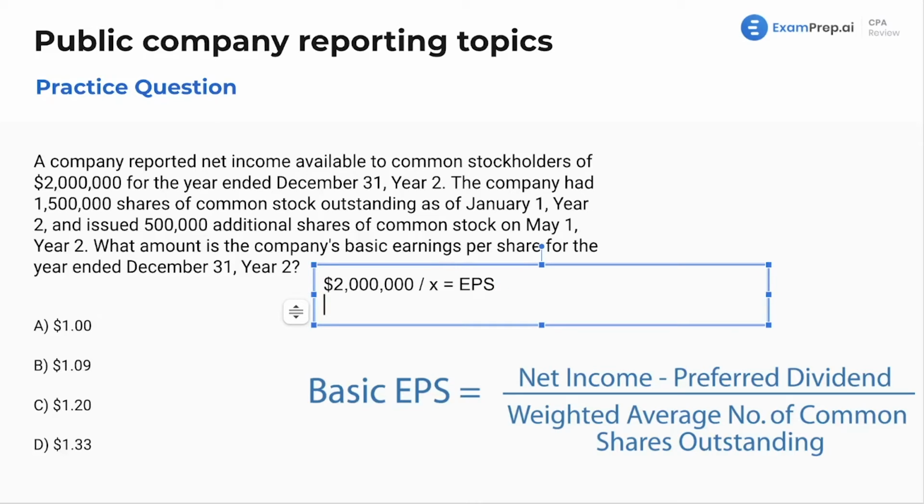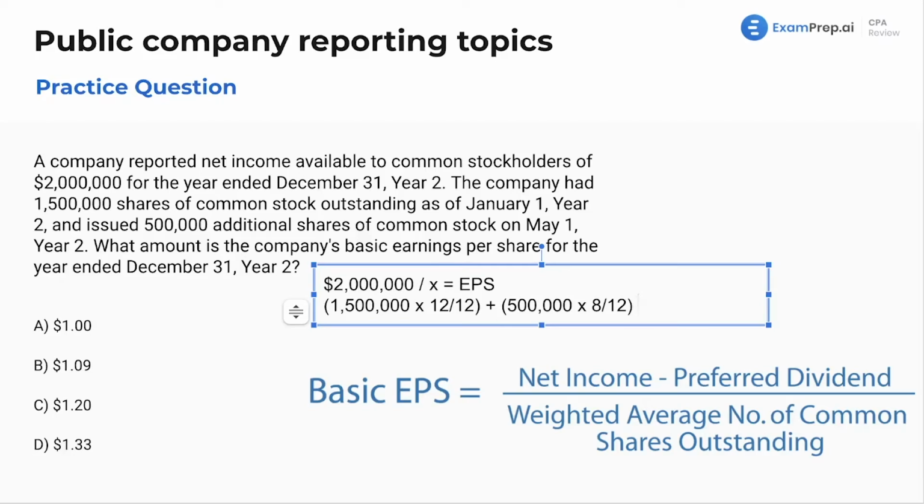Let's see. I'll do it this way. This is kind of a simpler way I would do it. The other way, when we have more numbers, you'll see what I mean. So we had 1.5 million shares outstanding for 12 out of 12 months. We also had, for how many months? May to December, that's 8 months, we had 500,000 shares outstanding. So times 8 divided by 12.